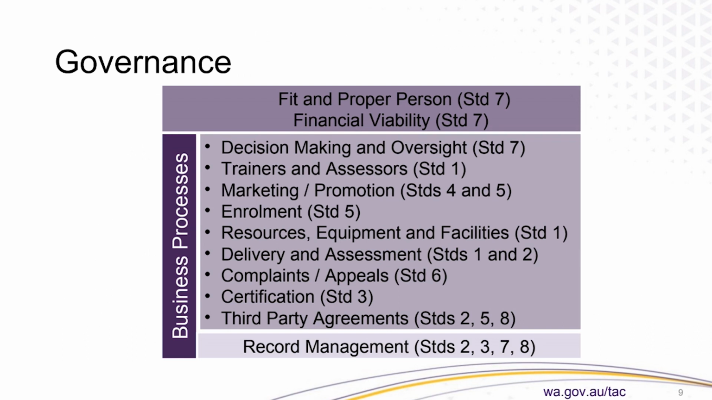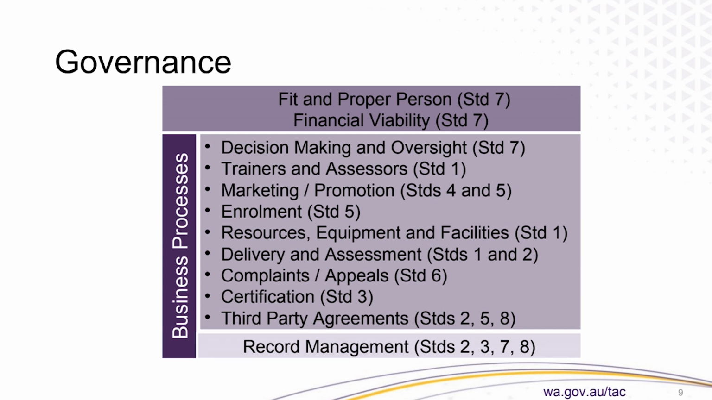Okay, so when we think about those standards, and you can start to see the spread of standards through here, then there are some key things that we think about. Before we even start as an RTO, we look at 2 things that sit within Standard 7. So the regulator looks at 2 things. That is the fit and proper persons requirements and the financial viability of the organisation. And that sits as that barrier for every RTO or every organisation wanting to become an RTO, so you have to pass that hurdle.